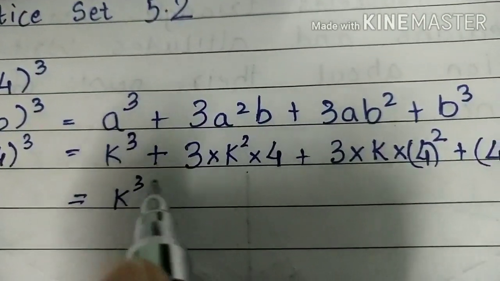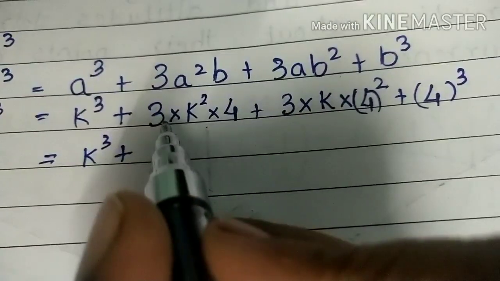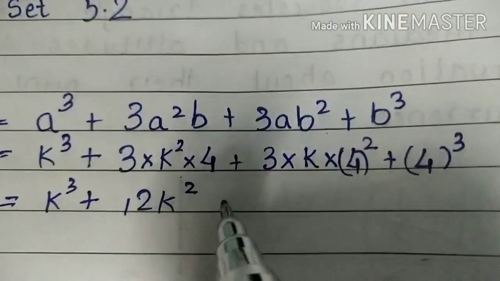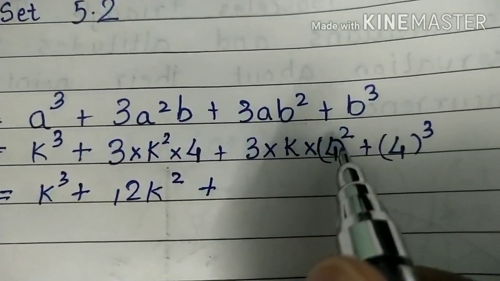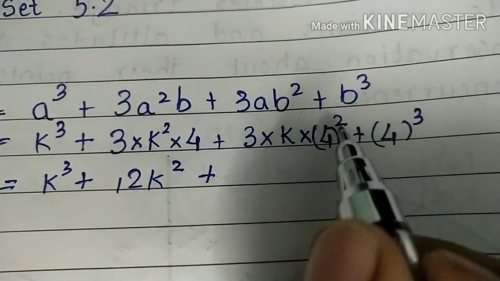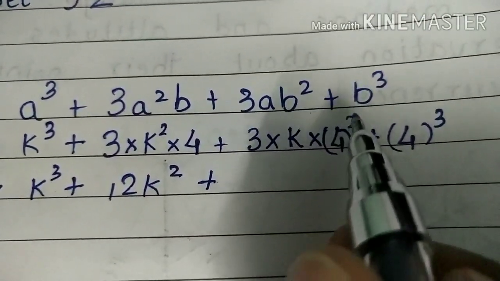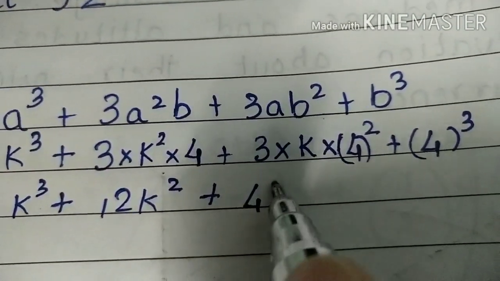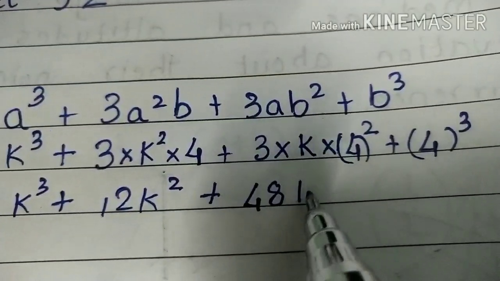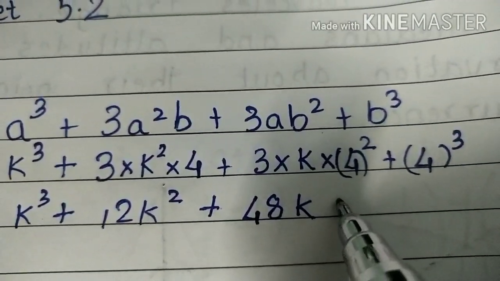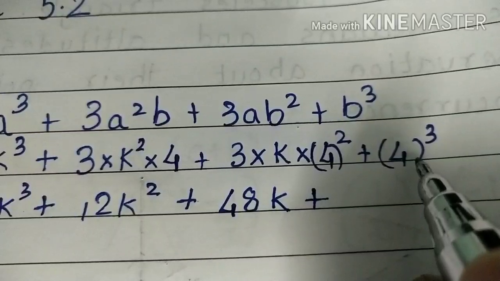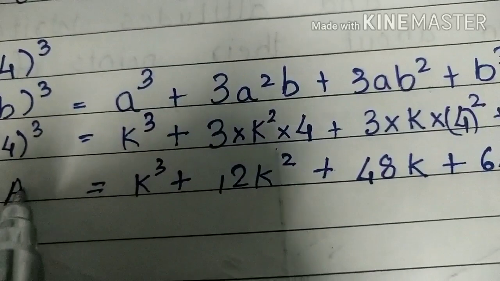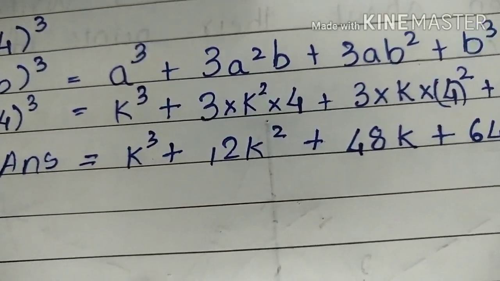So you will get k cube plus, 3 4s are 12, k square, plus, this is 4 square, correct? So 4 4s is 16, and 16 into 3 is 48. k does not have any square or anything, so just write k, plus 4 4s are 16, 16 4s are 64. So this is your answer. In this way you have to solve.